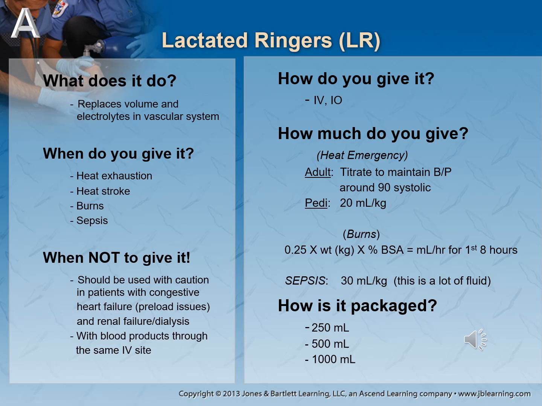Also, we should never run lactated Ringer's and blood through the same line. They're not compatible. So if you think blood is coming in the future, either run saline or a secondary line just for the blood while you run the LR. We give it IV/IO. For heat emergency, our goal again is to keep the blood pressure around 90 systolic. With burns, that's the Parkland burn formula. So we give a lot of fluid up front and then we taper it as the time goes on.